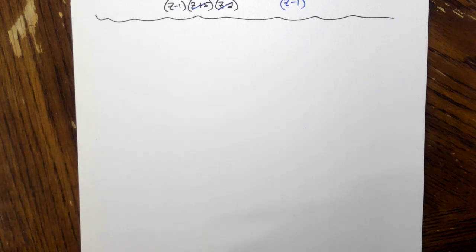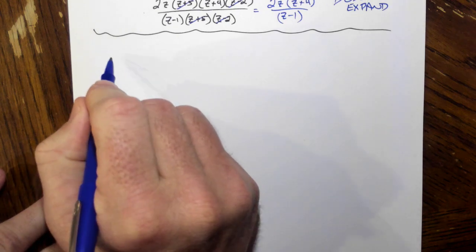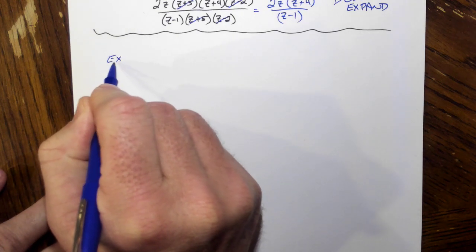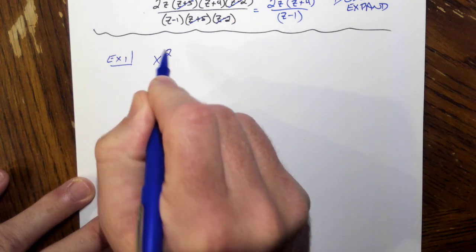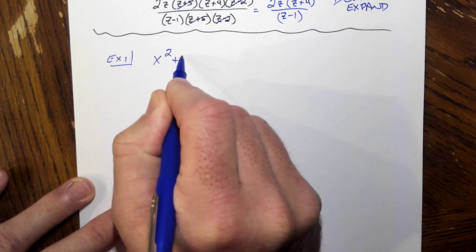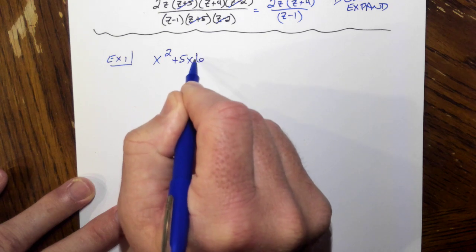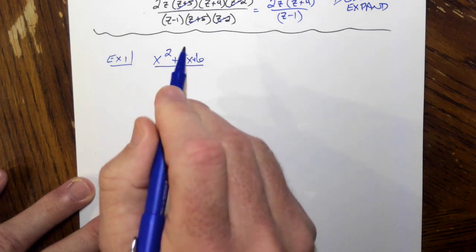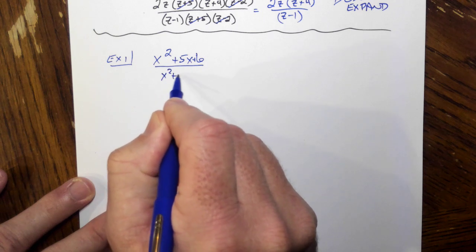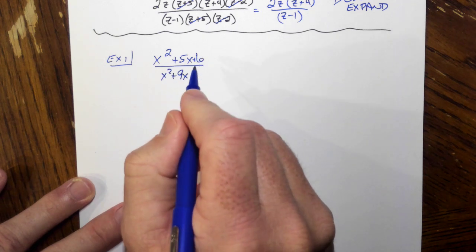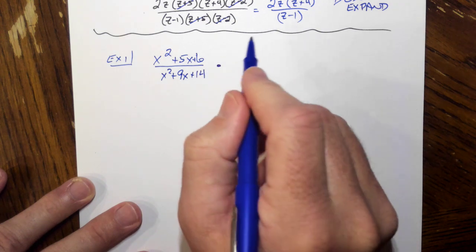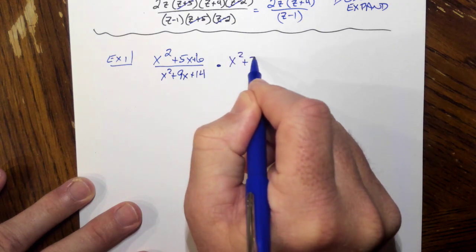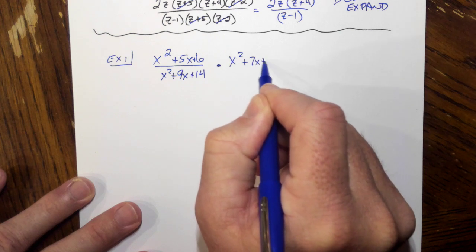All right, I just want to throw out about 3 more examples here just to make sure you have some. So, example 1 of 3, we'll start with x squared plus 5x plus 6 over x squared plus 9x plus 14 times x squared plus 7x plus 10 over x squared plus 8x plus 15.